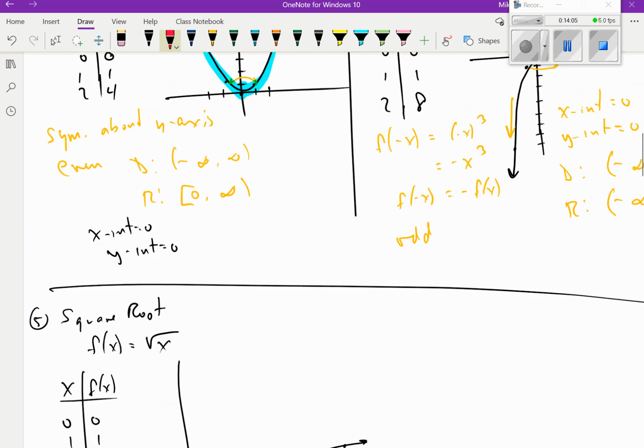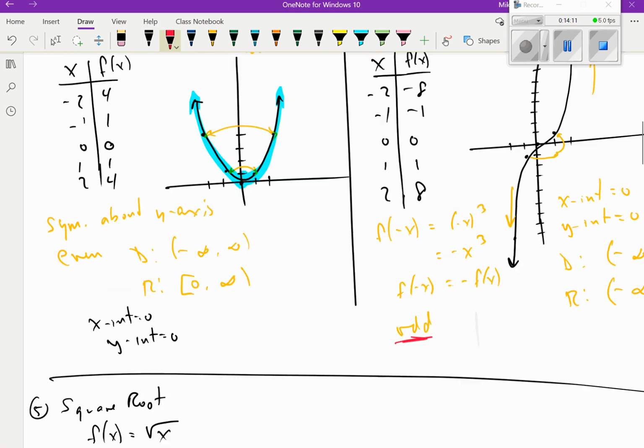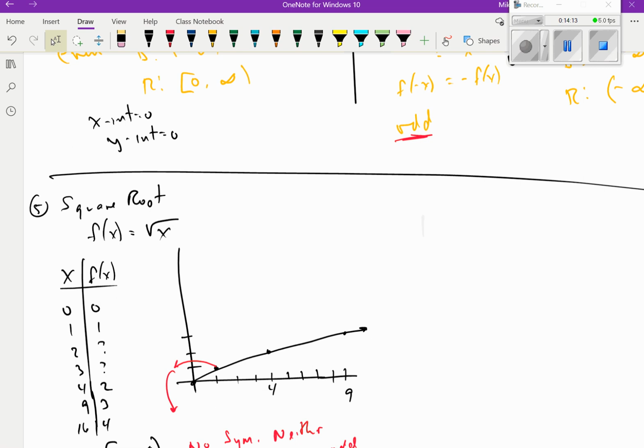And let me go back up through here. I think we forgot about this one. On number 4, oh, we did say it was an odd function. I thought we had left that one out. Okay.